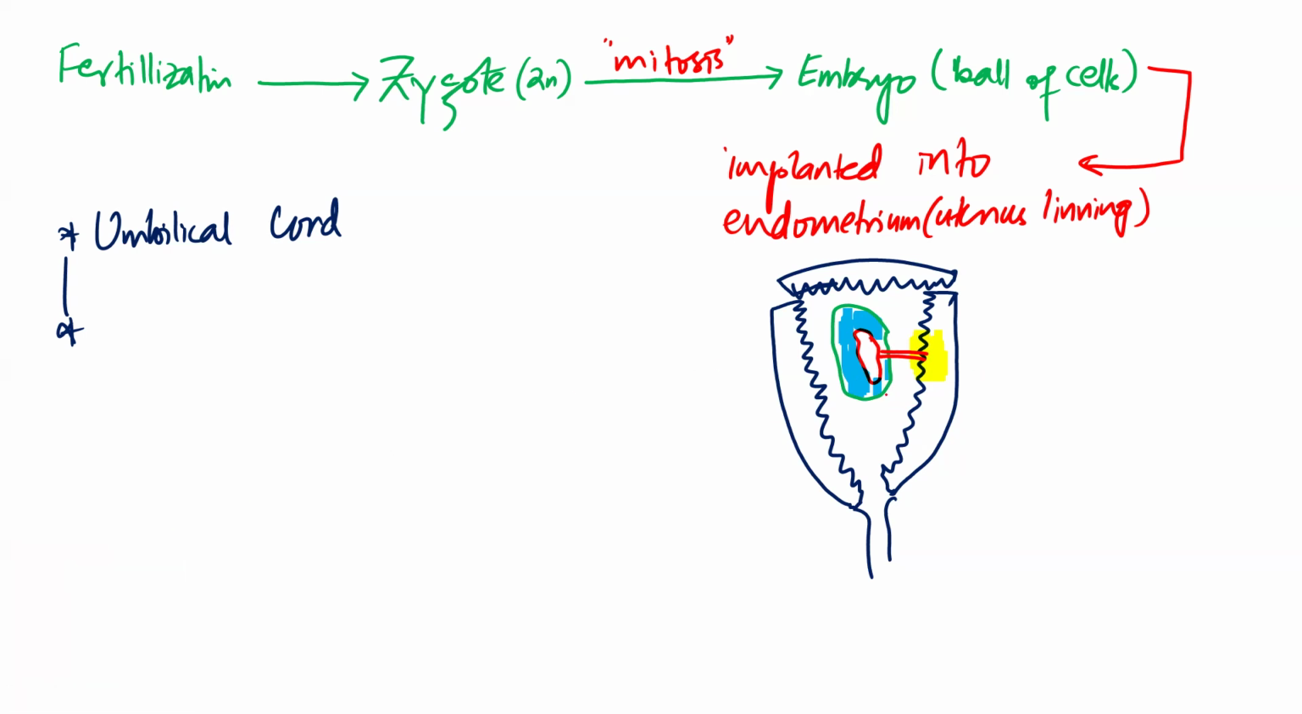See, let me label all these things. This is amnion. They call it amniotic sac as well. And inside this is amniotic fluid. And then deep inside this one is fetus. And let me see the chat as well. And this one is what?